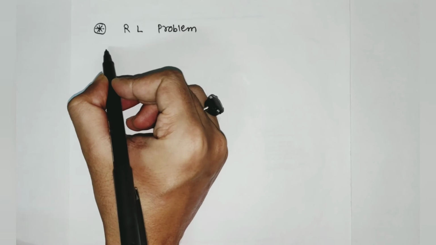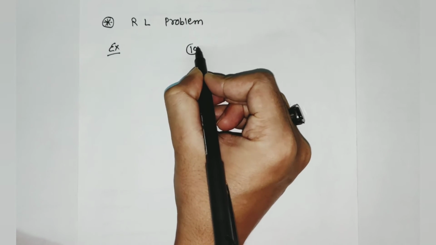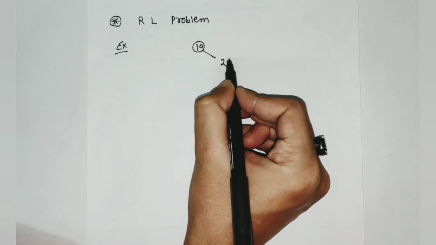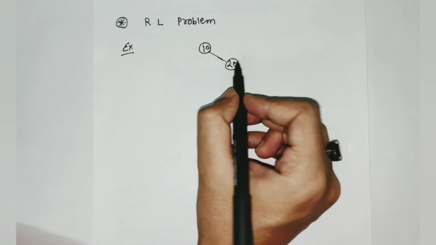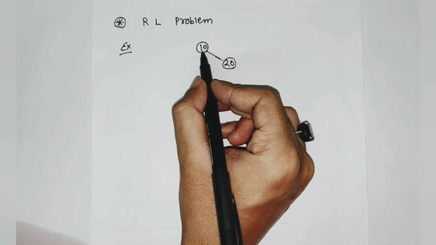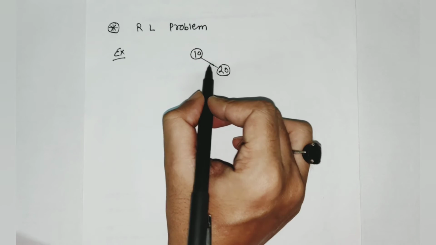So now let's take one example. Suppose our first node is 10. After that, we need to insert 20. So till now we have no problem, because the balance factor of this node is 0 and the balance factor of this node is -1. So this is an AVL tree, and it is a binary search tree. So it is an AVL tree also.